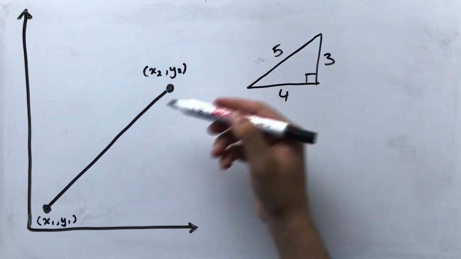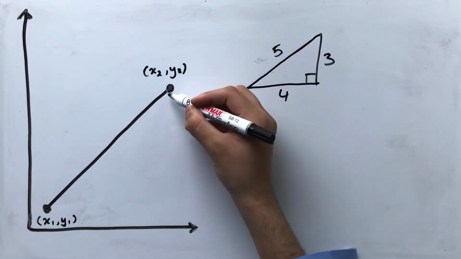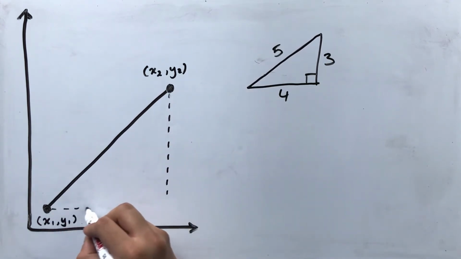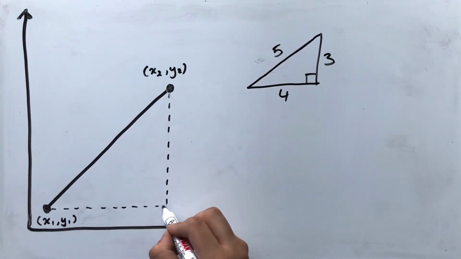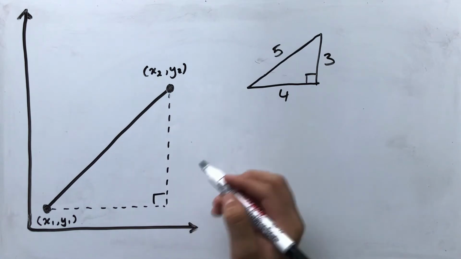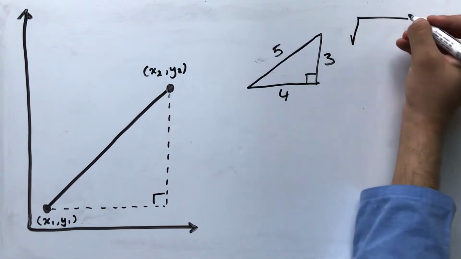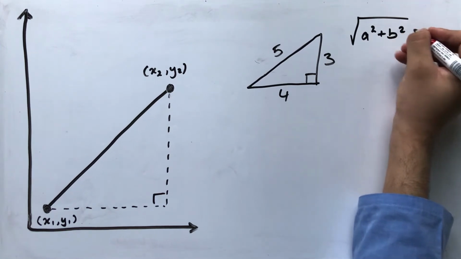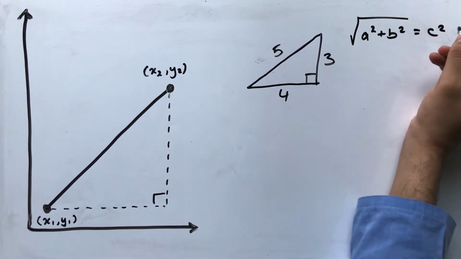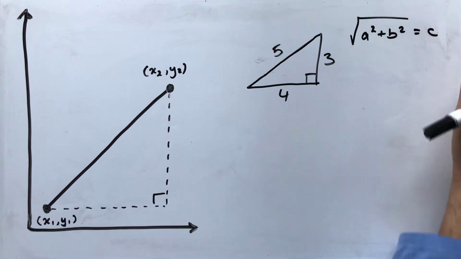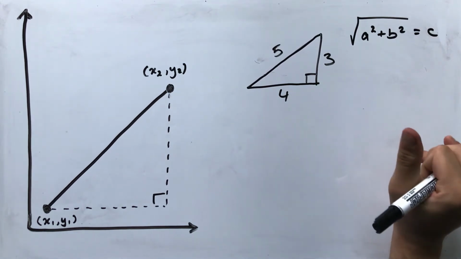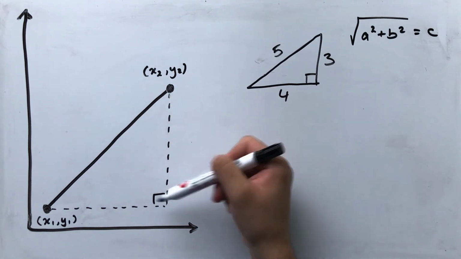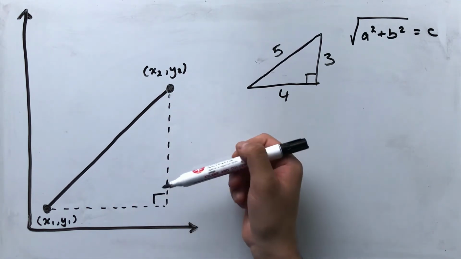But if you look at this line, you could make this into a triangle, right? You can make this into a right angled triangle. And Pythagoras' rule states the square root of a squared plus b squared is equal to c. Well, we could technically apply that to this, but only if we knew the lengths of these two sides. That's easy, isn't it?